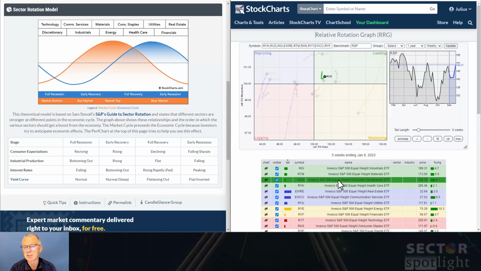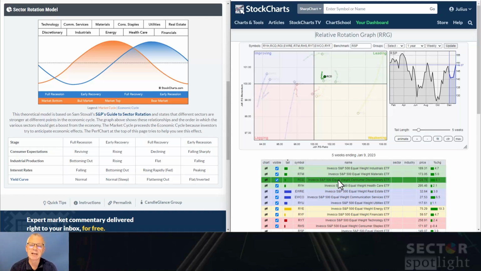Obviously XLY is heavily influenced by the performance of Amazon and Tesla, and you can see how big that difference is if you monitor the position of the RCD tail and the XLY tail on the SPY RRG.